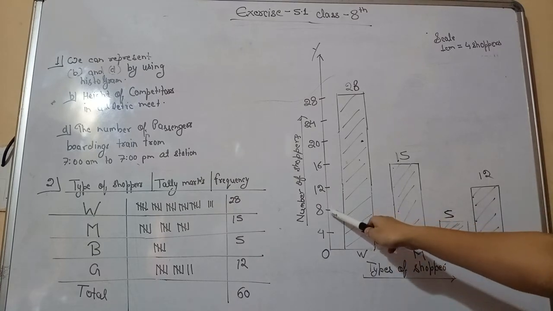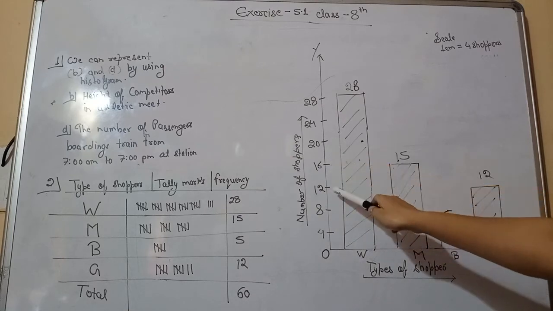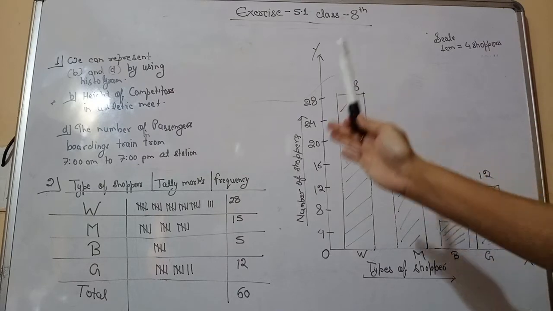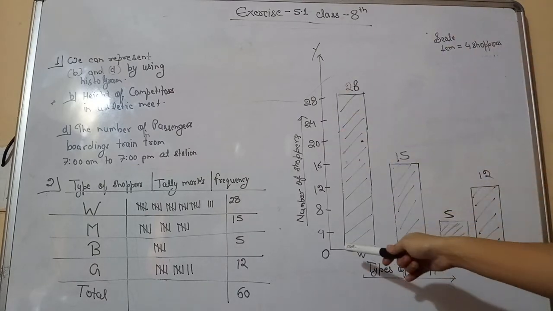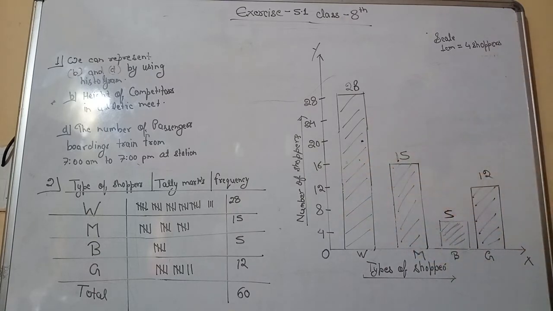So when you subtract 8 minus 4, you get 4. When you subtract 16 minus 12, you get 4. Means there is a gap of 4. Now here I have represented 0, 4, 8, 12, 16, like that I have represented.